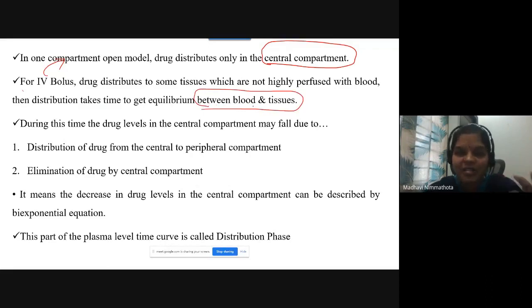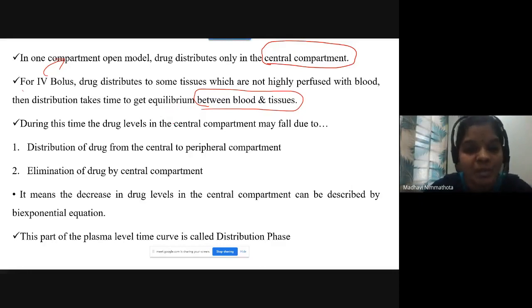See, once the drug attains the equilibrium between the blood and the tissues. So after taking a dosage form through the IV bolus or IV infusion, where will it get equilibrium? It will get equilibrium within the blood as well as with the tissues. So it will take some time to get equilibrium between the blood and tissues. Why will it take some time?